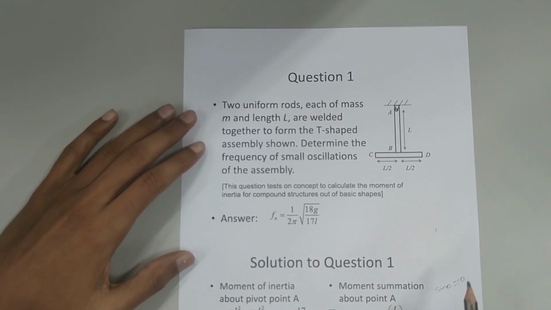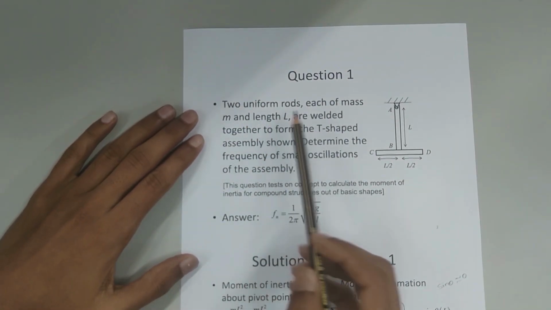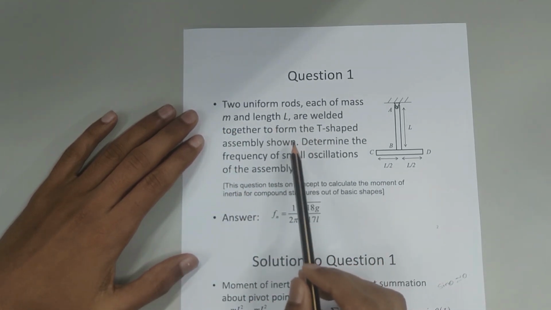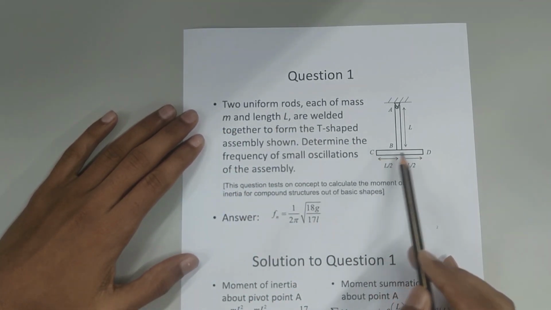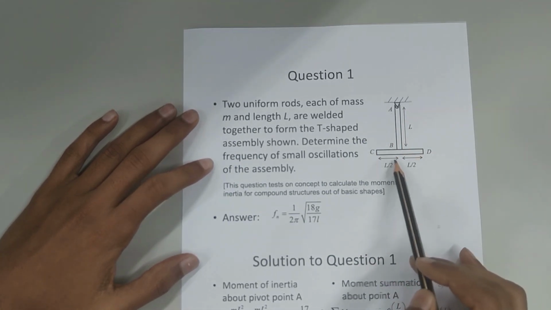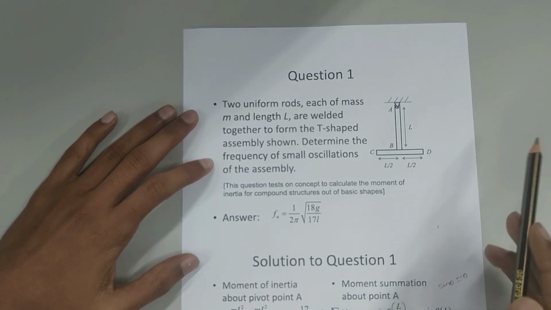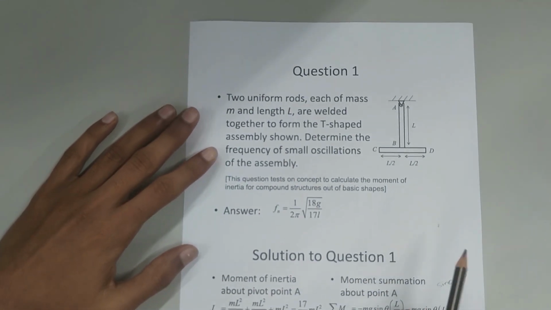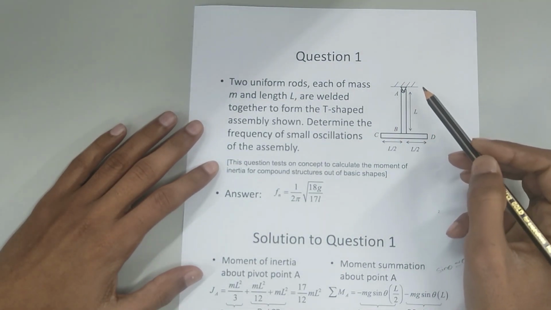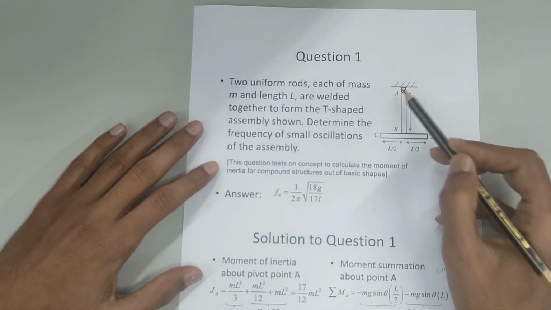The first question of homework 1 is that two uniform rods of mass m and length L are welded together to form a T shape, which is shown here. Determine the natural frequency of the small oscillation of this assembly. For this, first we have to get the mass moment of inertia of this system about point A.